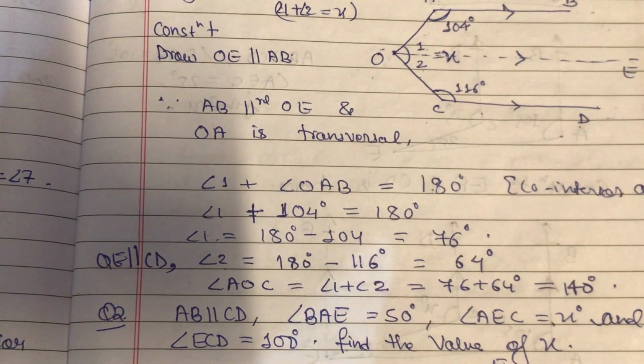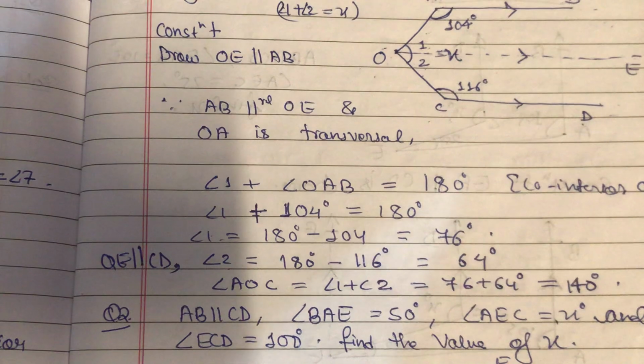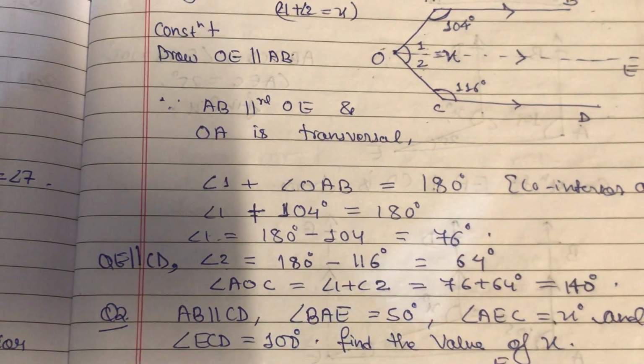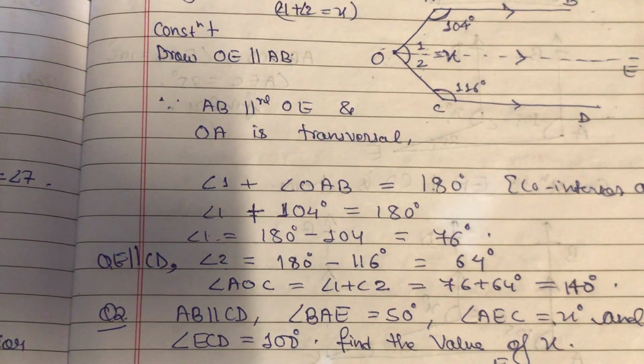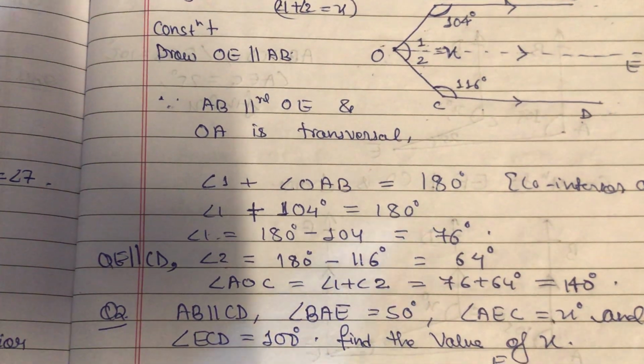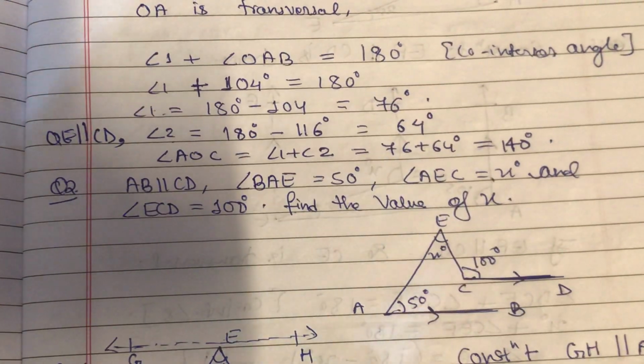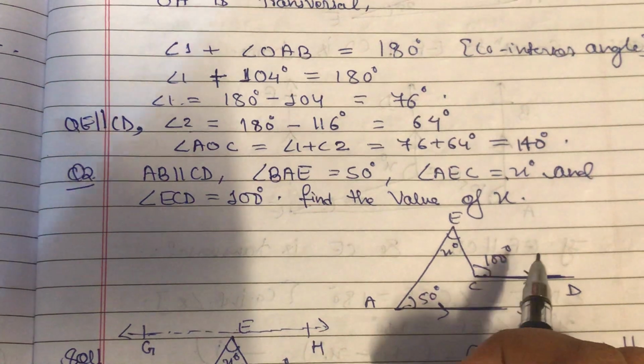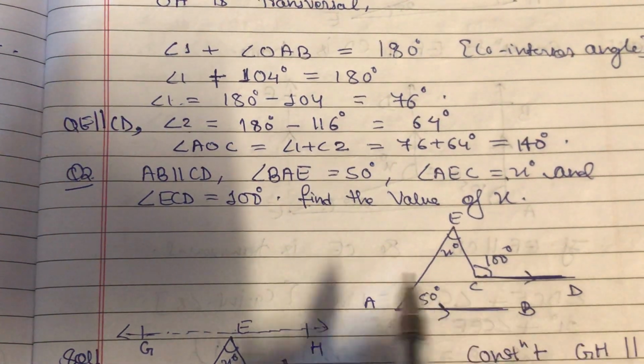A small tip I would like to give you in this particular chapter, lines and angles, is that whenever a question comes from parallel lines or something like that, if you can't see the answer in a straight way, always try to construct a line which is parallel to the existing line. Then you will get closer to your answer, right? So that is the small tip from my side for this chapter. Now over here also, I have drawn a parallel line to find the answer.